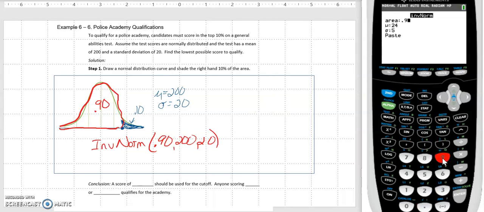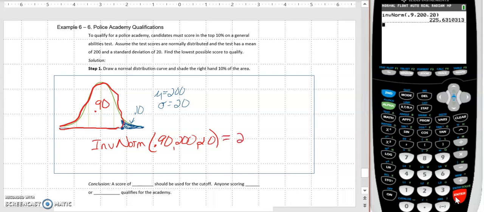Inverse norm, 90%, 200, 20. That answer ends up being 225.63. I'm just going to round to 225.6.